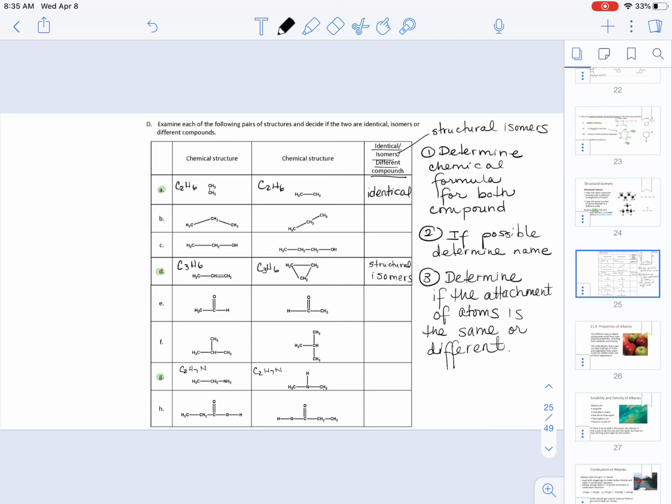But so far, we can see that the attachment of the atoms between the 2 molecules is different because the one on the left has a CH3 attached to a CH2, attached to an NH2. And the one that is on column number 2 has an N attached to a hydrogen, attached to a CH3, attached to a CH3. That means that the relationship between these two molecules is going to be structural isomers.